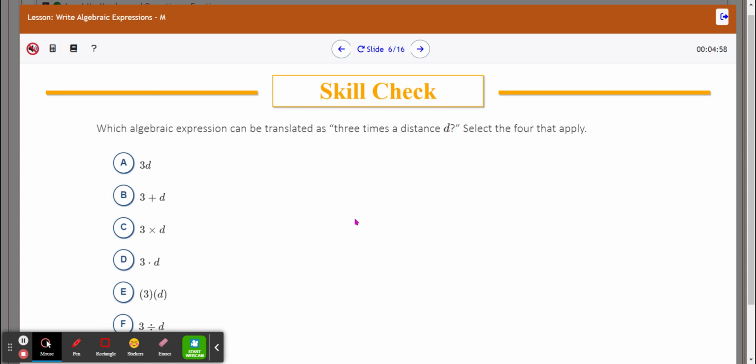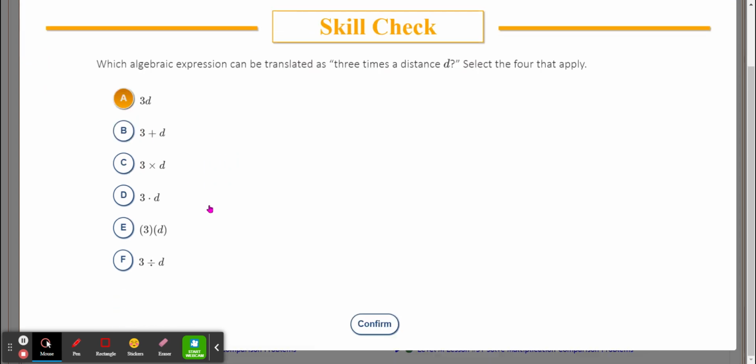So again, we don't know what d is. We don't know what the distance is, but that doesn't matter. We're not solving right here. We just have to write what that expression is. So let's look at all of these that show 3 times distance d. If we look at A, 3 is touching the d directly, nothing in between. If 2 terms are touching with no sign in between, that is a multiplication problem. So 3d is the same as 3 times d.